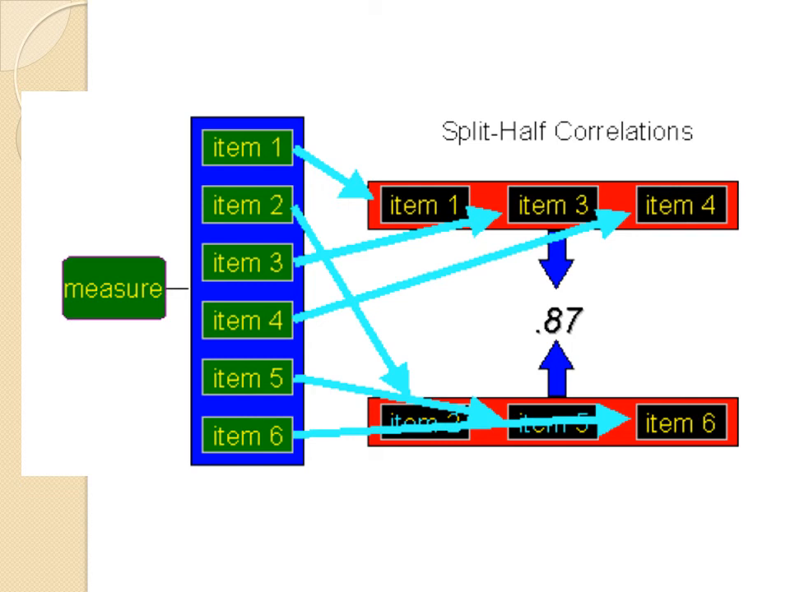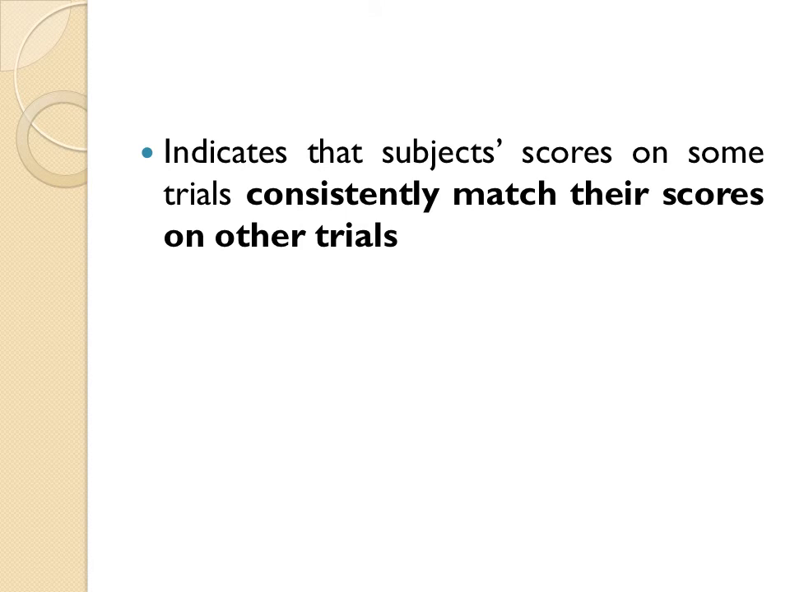Again, the odd and the even item numbers should be correlated to see their relationship, and if it has a good relationship, it means it has good homogeneous reliability. Further, split half reliability indicates that subject scores on some trials consistently match their scores on other trials.